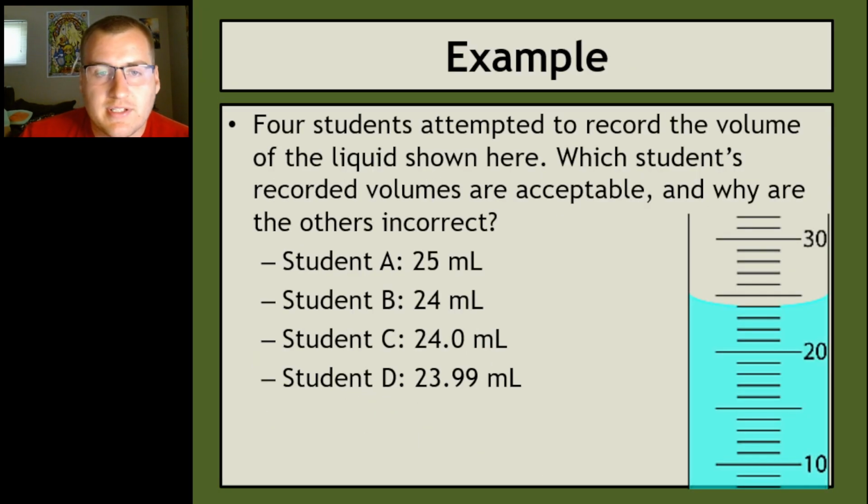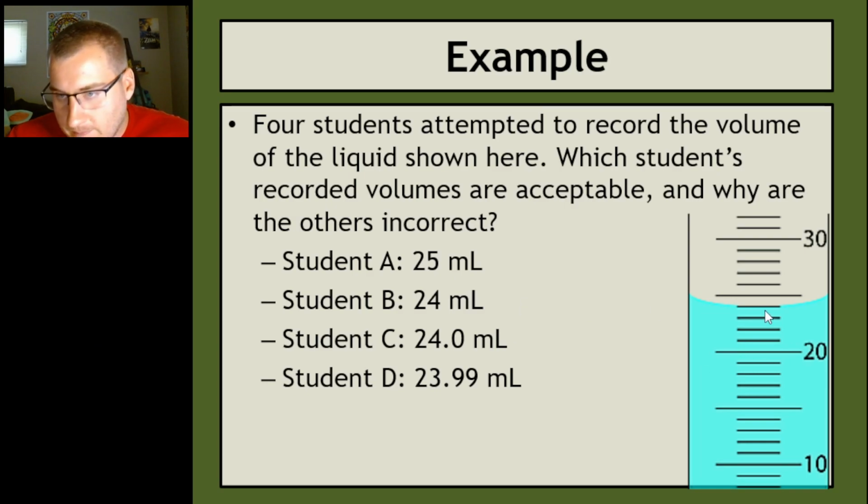So here's our first example. We're going to go through a couple of these measuring ideas, and we have to keep in mind: record all the certain digits and one uncertain digit. Four students attempted to record the volume of the liquid shown here. Which students' recorded volumes are acceptable, and why are the others incorrect? All right, I'm keeping that in mind. I'm just going to try to read what I think this would be.